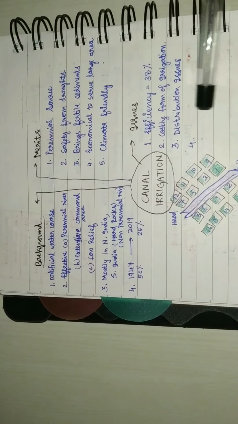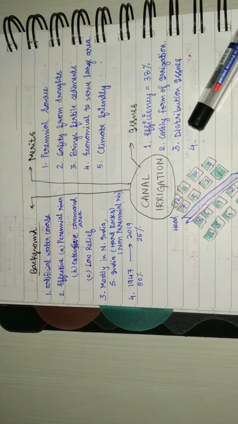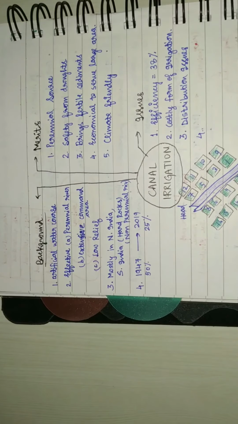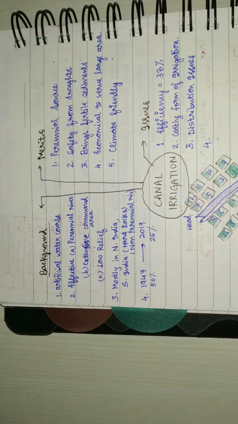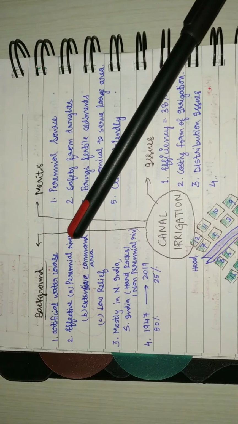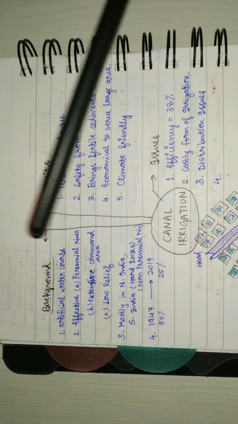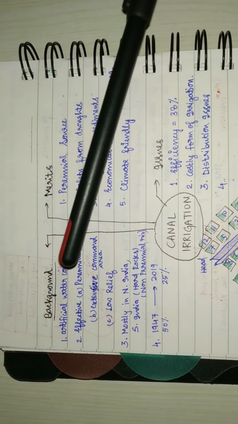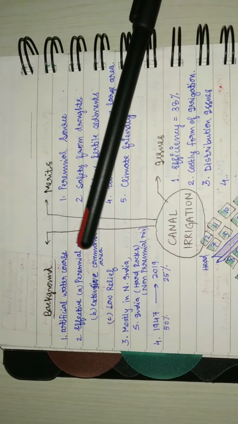In this video we will be learning about canal irrigation. Now first let's discuss the background. It's an artificial water course, right? In order to supply water for irrigation and for drinking purposes.